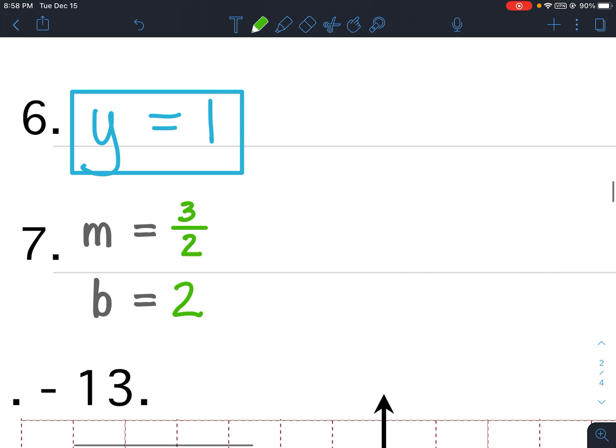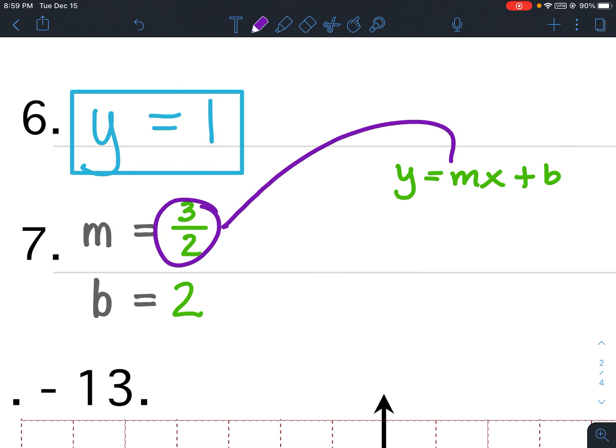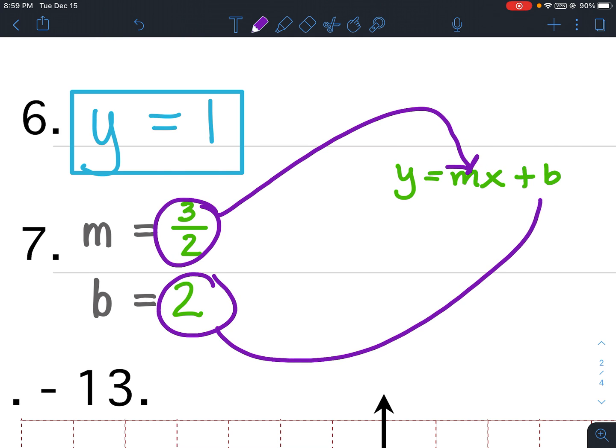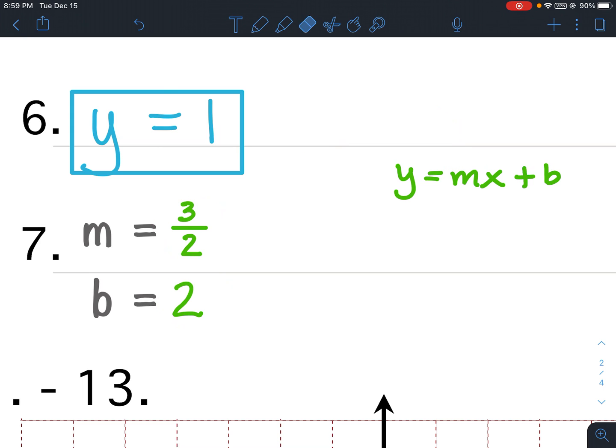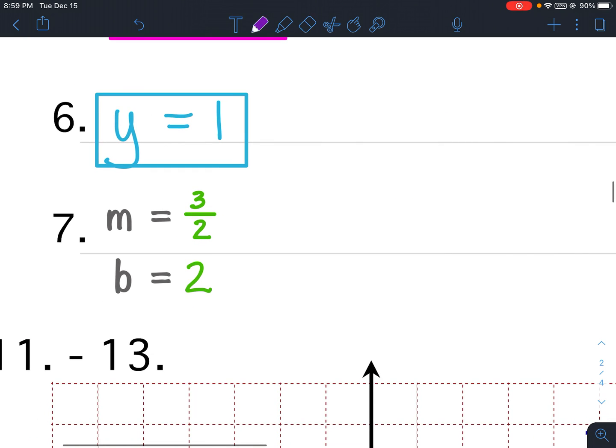And now that I know my slope and my y-intercept, I can write my equation. And remember, the equation looks like y equals mx plus b. So this is going to go in for the m. And this is going to go in for the b. So my final equation, y equals 3/2 x, and since it's a +2, it's +2.